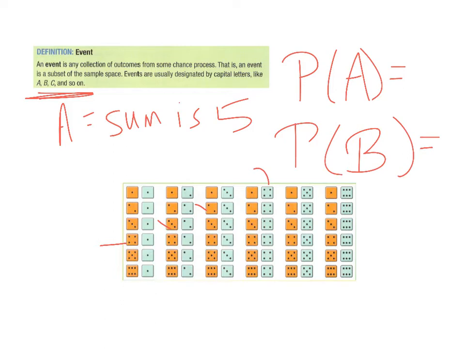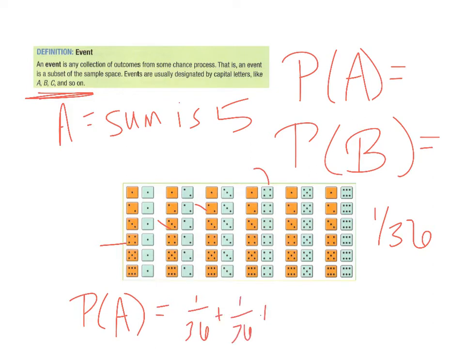Each of these probabilities, remember the probability of each event happening was 1 out of 36, so we can just add those together. So we can say the probability of event A happening, which is the sum is 5, is 1 out of 36 plus 1 out of 36 plus 1 out of 36 plus 1 out of 36, which would give us 4 out of 36.